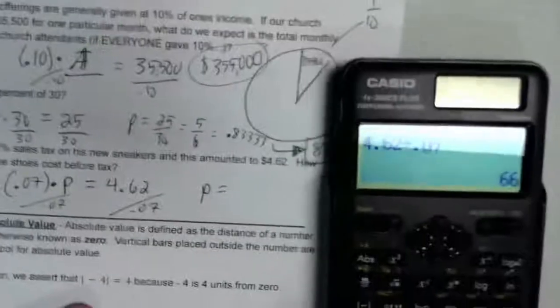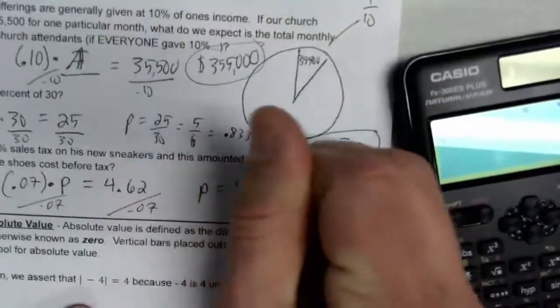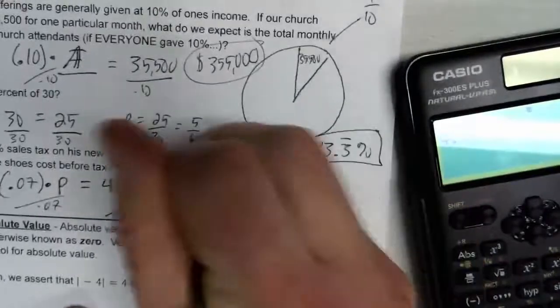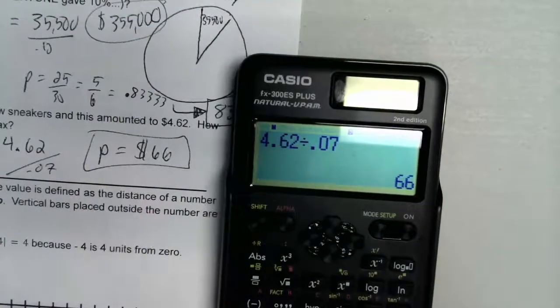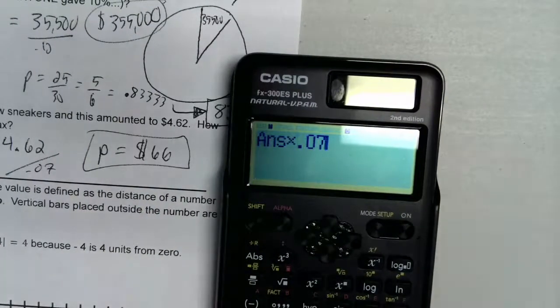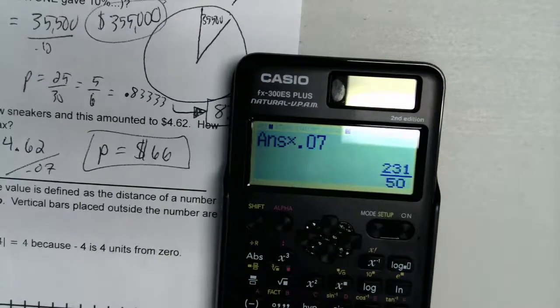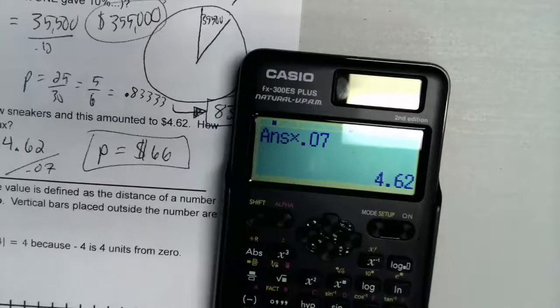$6,600. Now, we're going to test this, okay? To test it, I want to take 6,600 and multiply it by 0.07 because that would find 7% of it. What am I hoping to get? 462. Okay, so that is how much the price tag says. And then by the time you go to the register, it's going to add 7% to that.